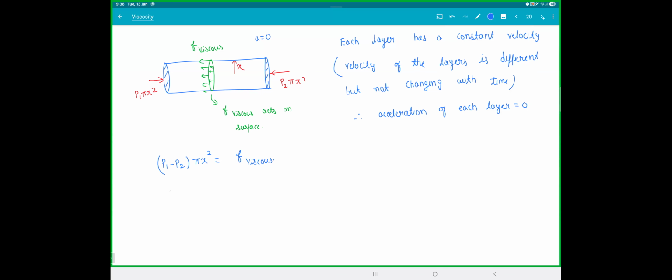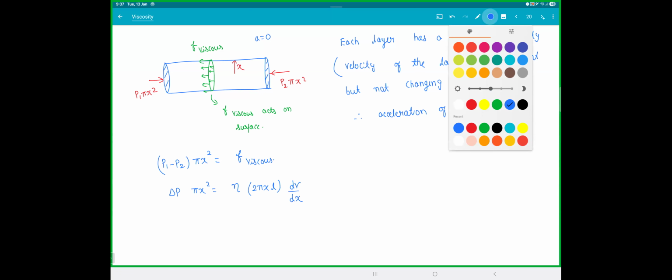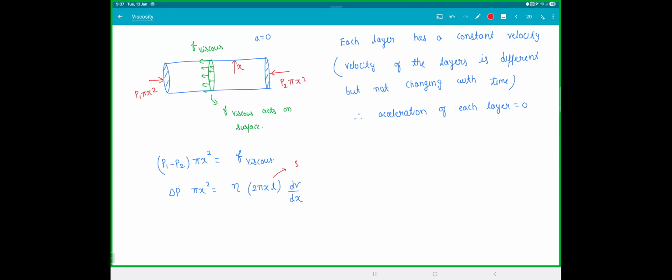And what is F viscous? So delta P pi x square is equal to eta times the surface area, which is 2 pi x into L, into dV by dx. This is the surface area of the cylinder. That's where the friction is acting. Viscous force is acting.